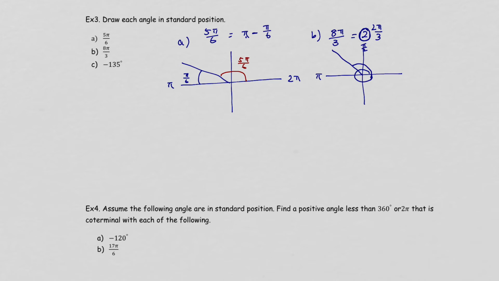Okay. And that's going to be 2 pi over 3, right? Or 8 pi over 3. So after one rotation, then go 2 pi over 3 more. So I guess this angle right here should be pi over 3.